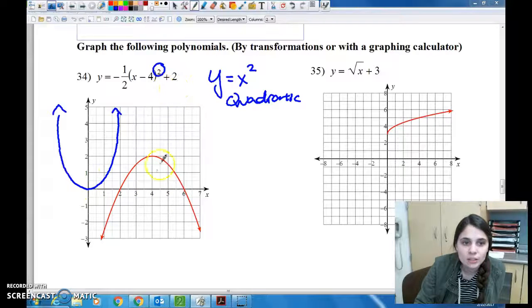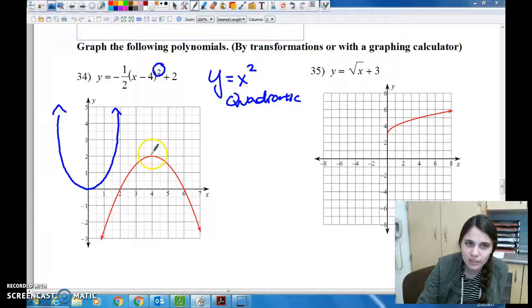And then from this +2, it's going to move up 2. And then this negative out front flips it over the x-axis, so that's why it's upside down. And then the 1/2 makes it less steep, so that's why it's a little wider, or less steep, than the others. So you can graph the parent graph and then make these transformations to it, or you can just plug it into a calculator.